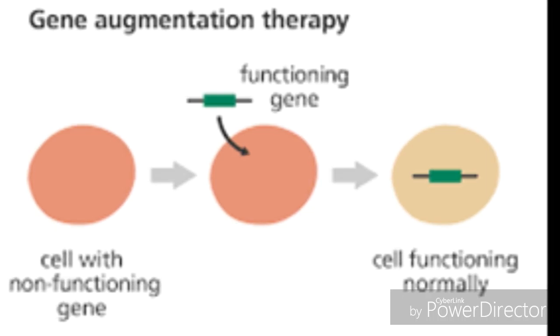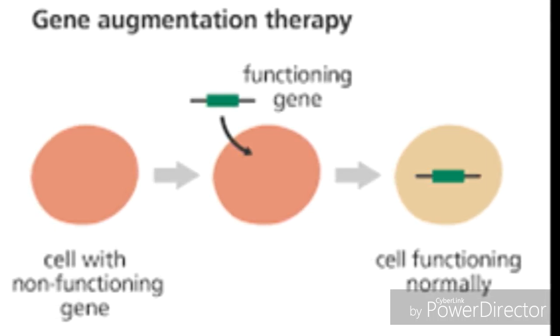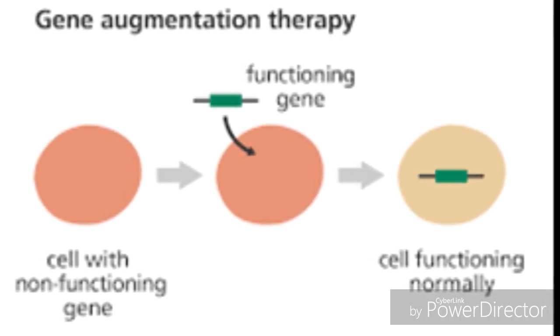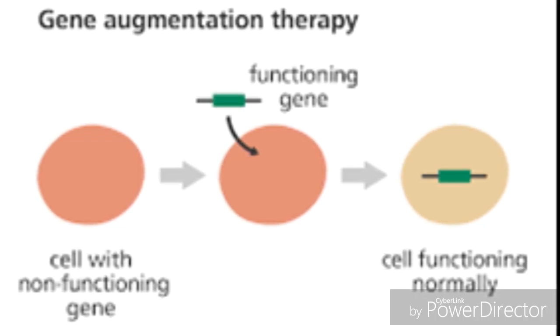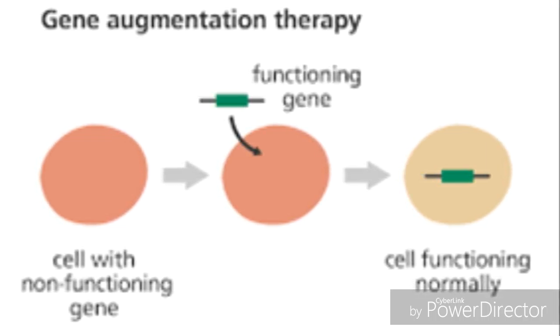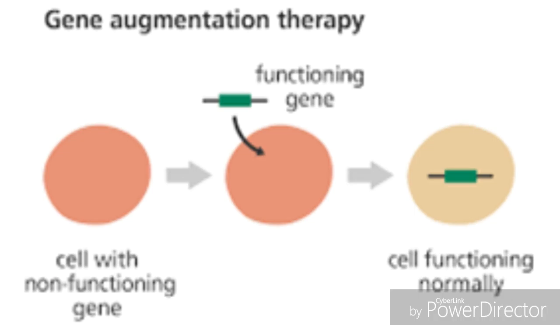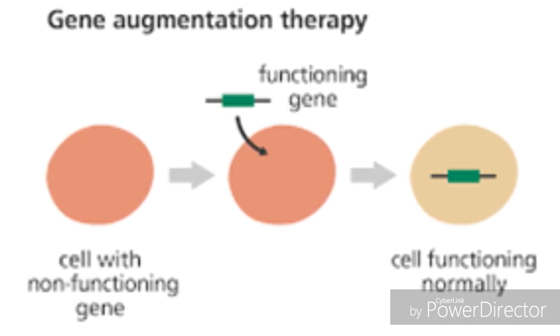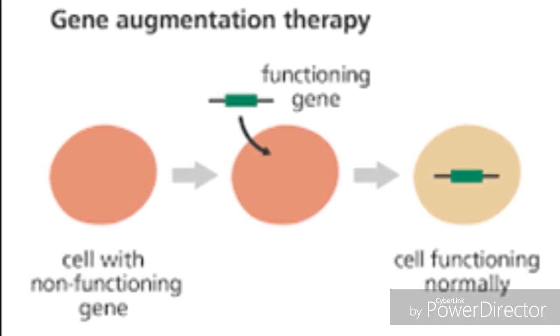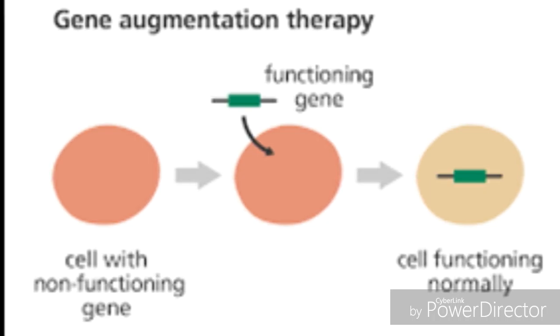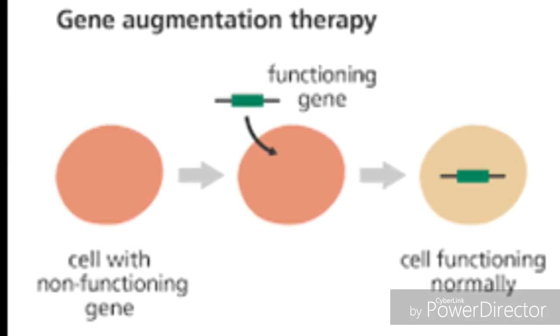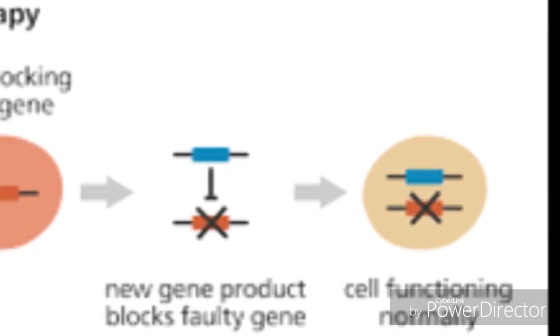Gene augmentation therapy. This is used to treat a disease caused by mutations that stop a gene from producing a functional product. This therapy adds DNA containing a functional version of the lost gene back into the cell. The new gene produces a functional product at a sufficient level to replace the protein that was originally missing.